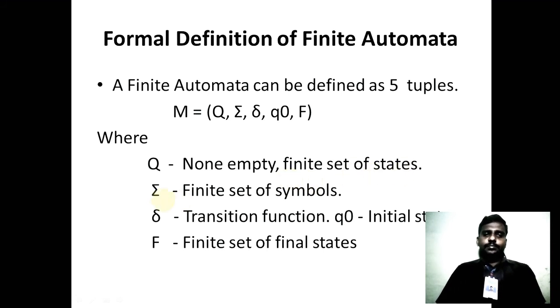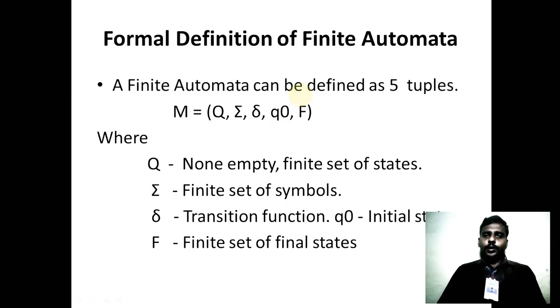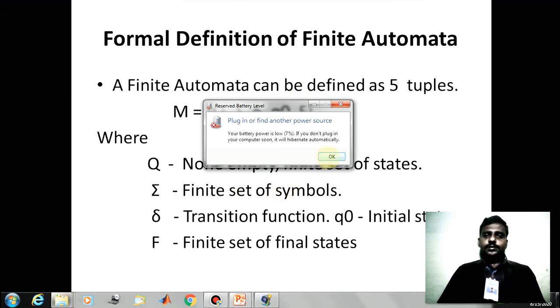Okay. And sigma. What is sigma here? Finite set of symbols. So how many symbols do we have? That means we have 2 inputs. What are they? 0 and 1. So what is sigma here? 2 symbols, 0 and 1. What is capital Q? This q0 and q1, that is the states. What is sigma? That is the alphabet, the input symbols, 0 and 1. That means a finite set of symbols. Okay.